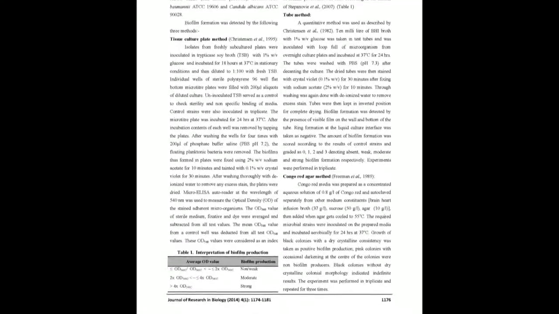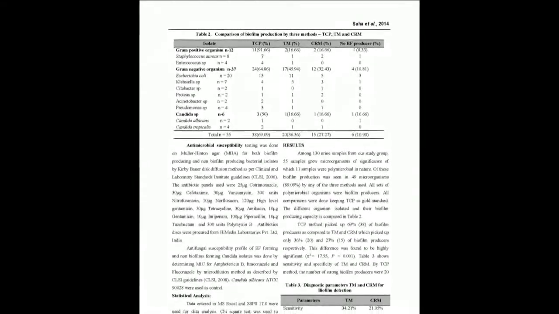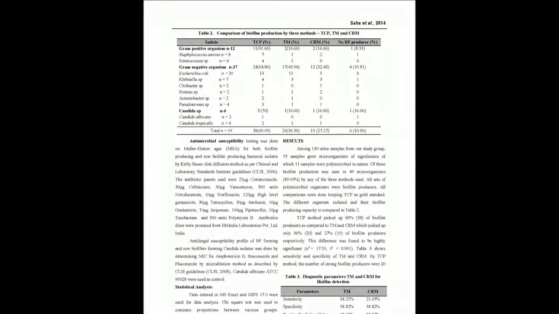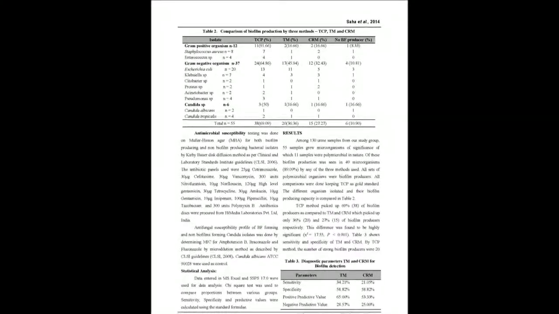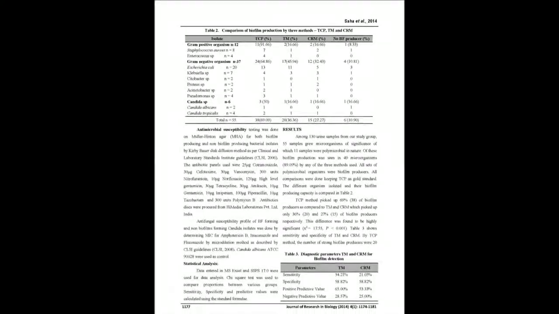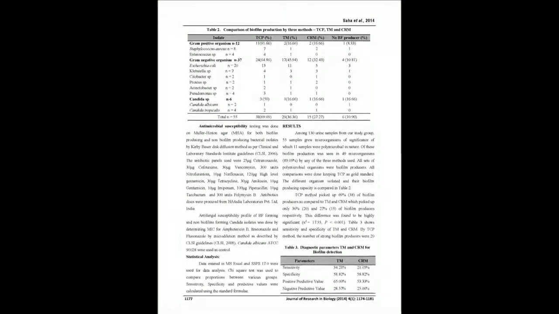From 1 milliliter of urine sample, isolates greater than 100 colony forming units per milliliter were screened for the detection of biofilm by TCP, TM and CRA. Antibiotic sensitivity tests for both biofilm producing and non-biofilm producing bacterial and fungal isolates were done as per CLSI guidelines.